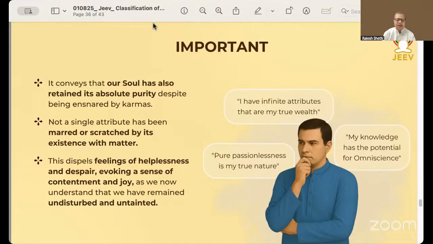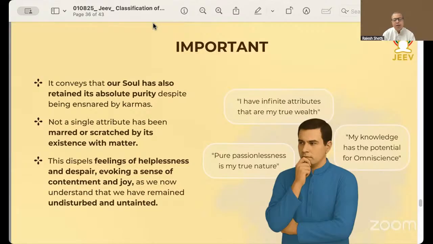So understanding in this manner evokes a sense of contentment and joy. We are so elevated because we are complete in ourselves. We have lost nothing. Because of ignorance, because of passions, because of karmas, none of these could influence our inherent nature. That is the biggest positive.